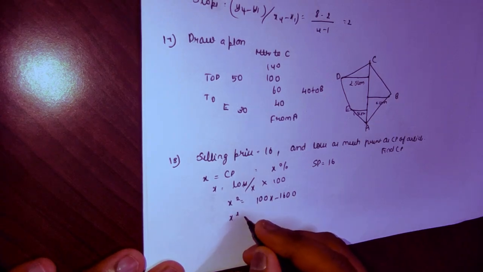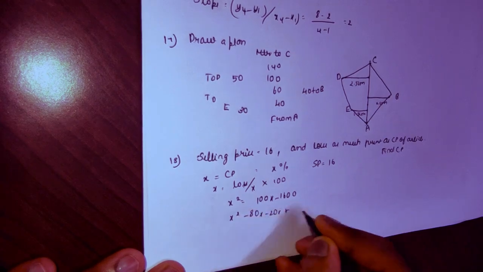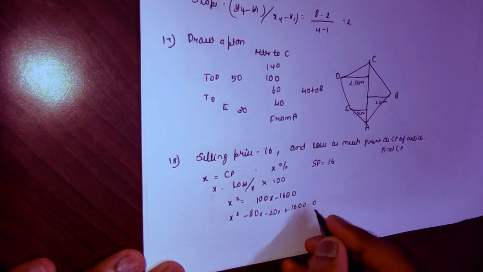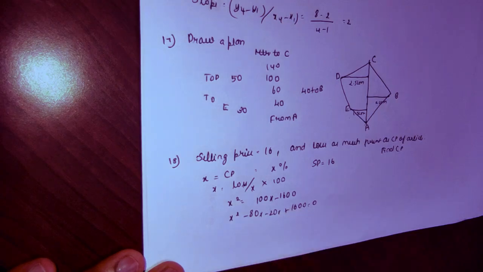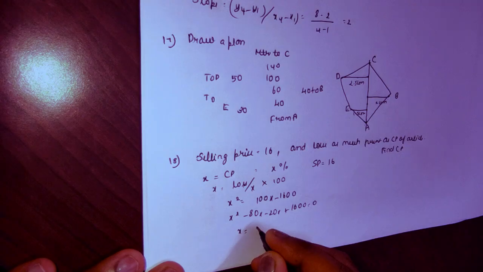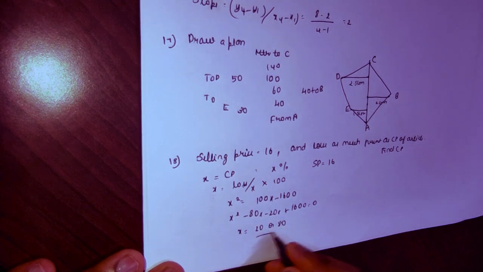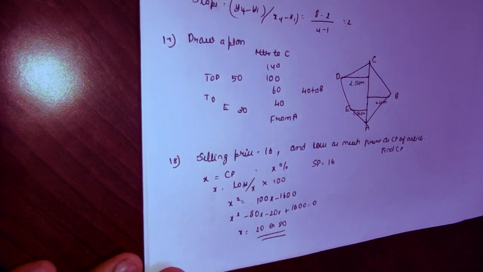You will get a quadratic equation: x square minus 100x plus 1600 is equal to 0. By solving this equation, you will get the cost price of the article, that is equal to 20 or rupees 80. So the cost price of the article is rupees 20 or rupees 80. We'll move into the 19th question.